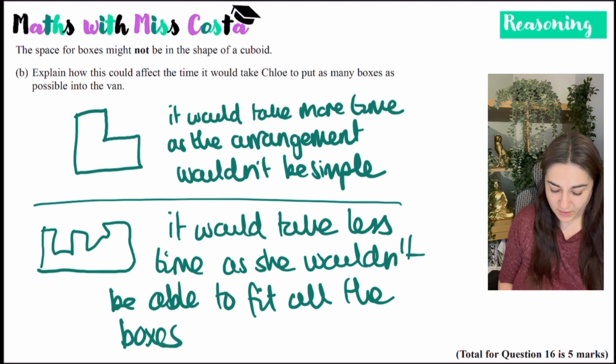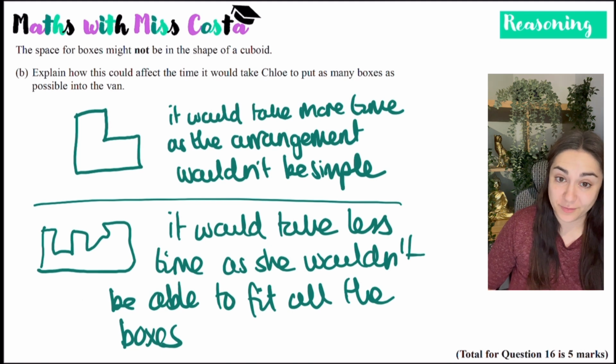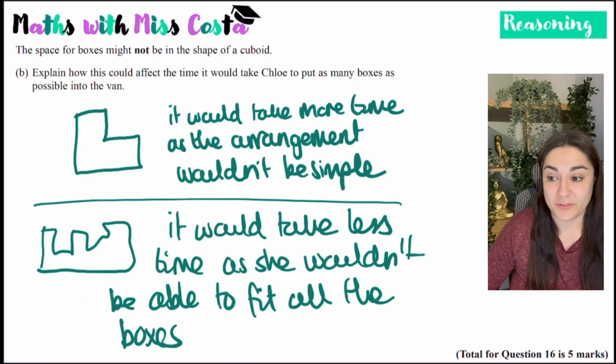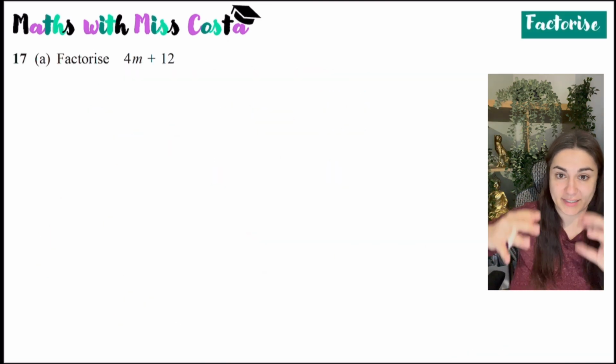So it's just about, when you have a reasoning question, it's about thinking how you could apply this to real life. And if you literally just imagine yourself putting boxes into a van, what could the problems be? Well, the boxes might not fit exactly, like this question was very lucky that the width fit exactly into the width of the van, but if it didn't, then you'd need to rearrange the boxes somehow to fit them in.